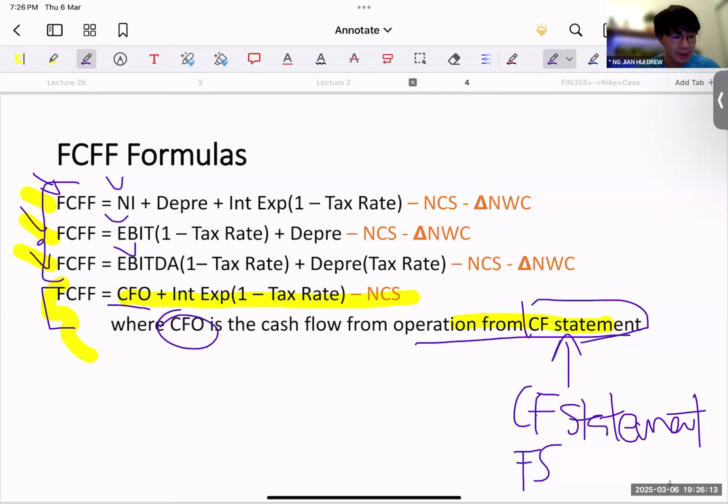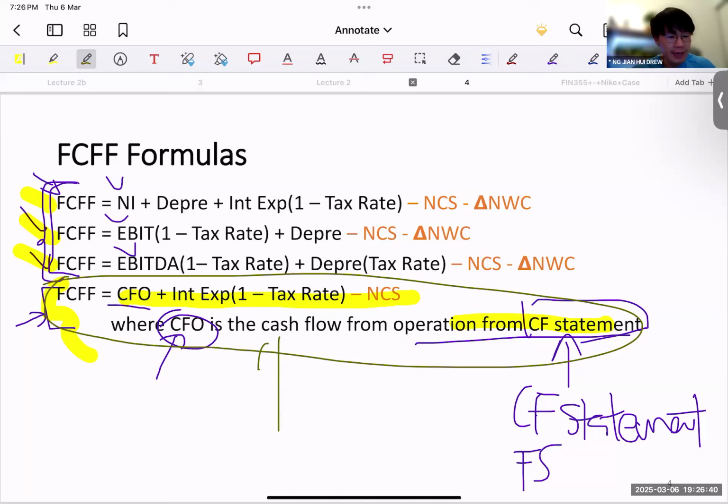Yeah, so your answer might be different for this method because of the various FRS requirements, which might cause your cash flow statement to differ from your method of calculating your FCFF. And so maybe the question is, how come I'm showing you this formula exists, right?